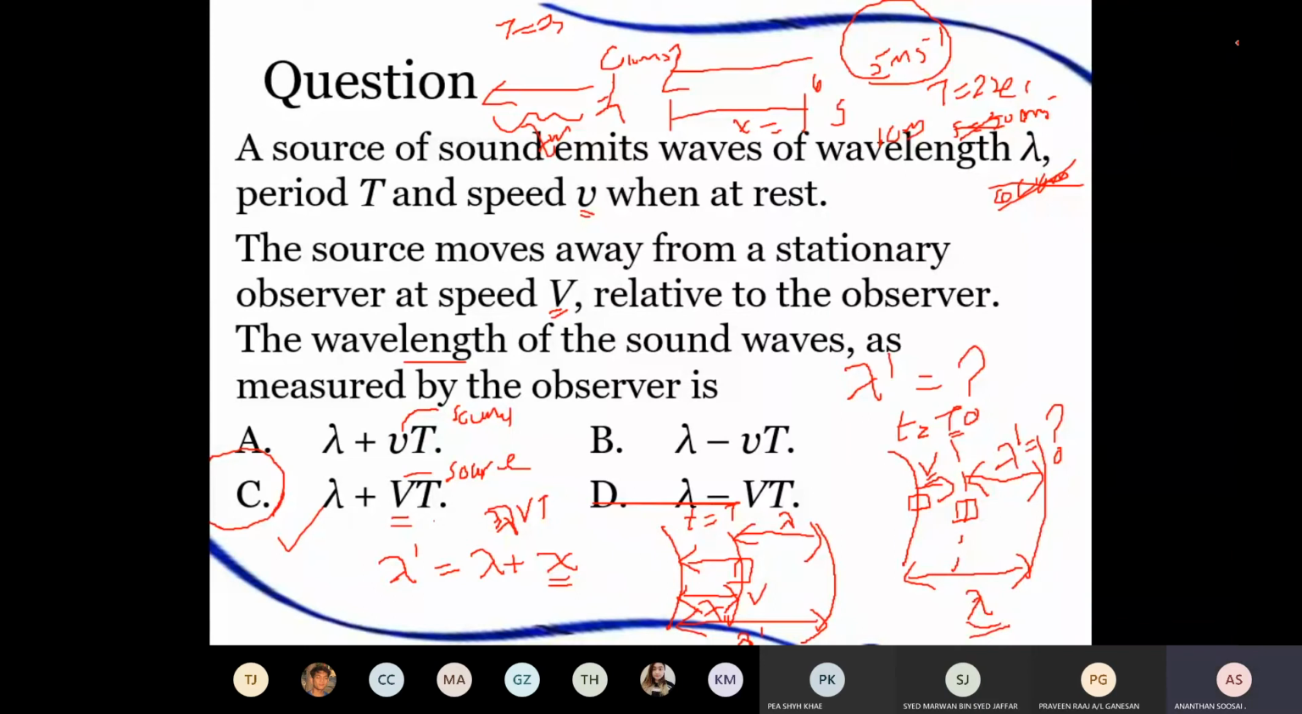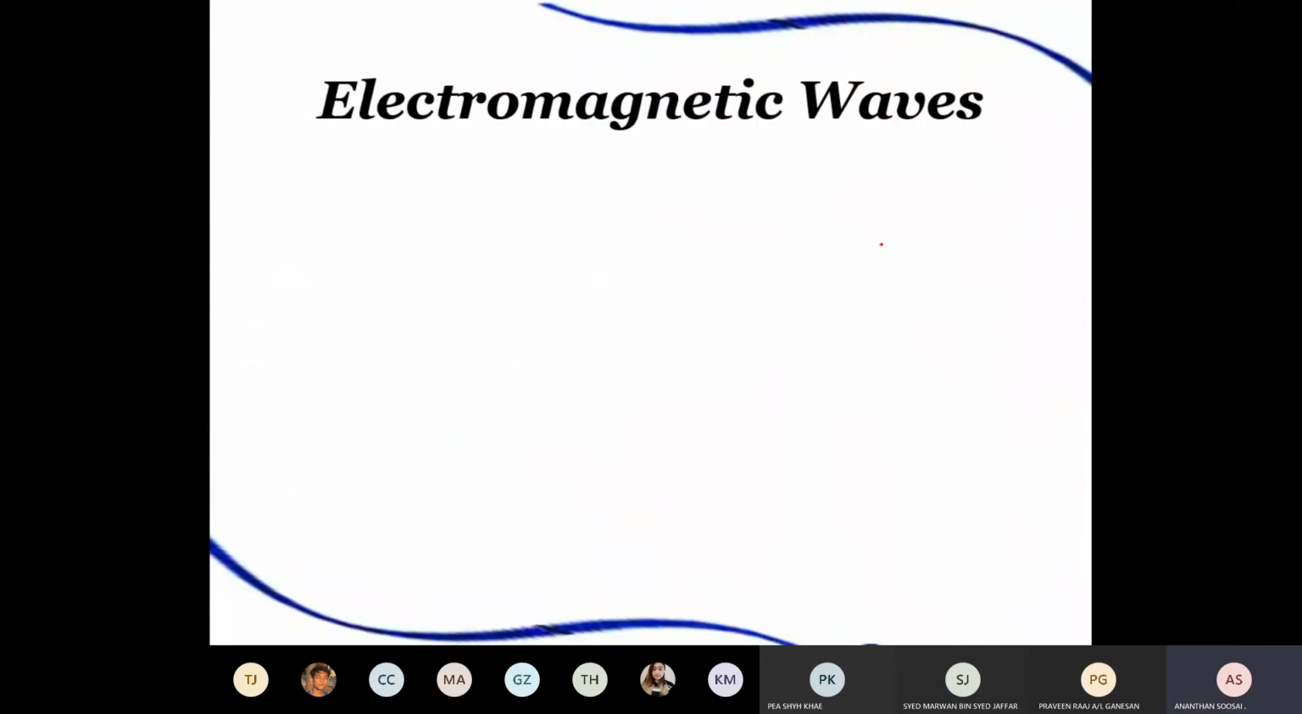This question you can only do if you know the derivation. If you know the derivation, the x is vt. The extra distance traveled is vt. The v is speed of source. It's not speed of sound. Any questions from this question? Okay, can understand, class? So, yeah.